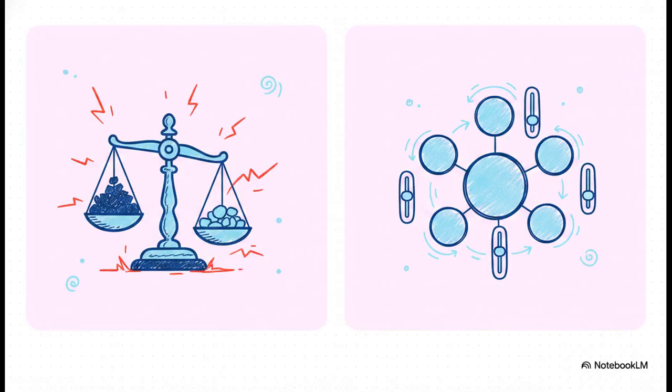Next up is routing. If you work with large mixture of experts models, you already know about routing collapse, where a handful of experts end up doing all the heavy lifting.